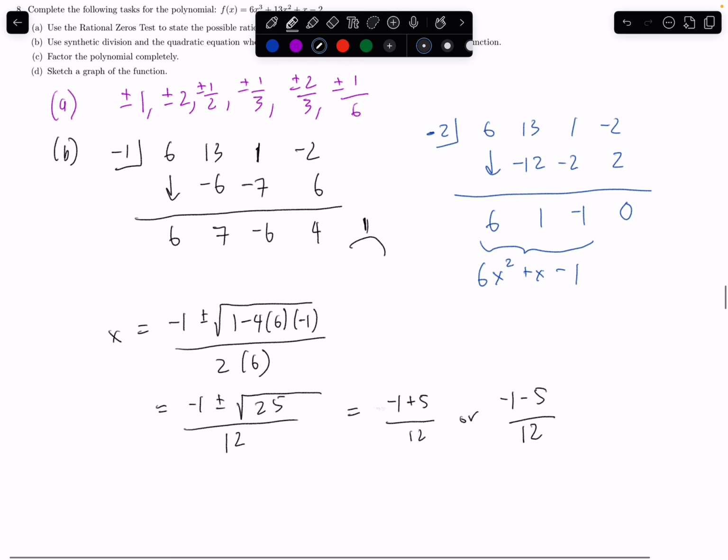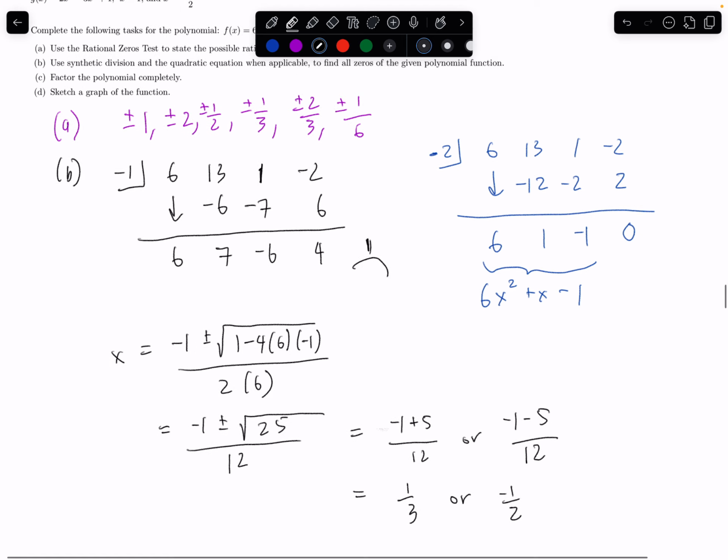Okay, and then what is that? -1 plus 5 would be 4 twelfths. 4 twelfths is 1/3. Or if it's -1 minus 5, that is -6 over 12, which is -1/2. Okay, so as far as question B is concerned, I found my zeros, right? -2 was one of them, and then 1/3, and then -1/2.